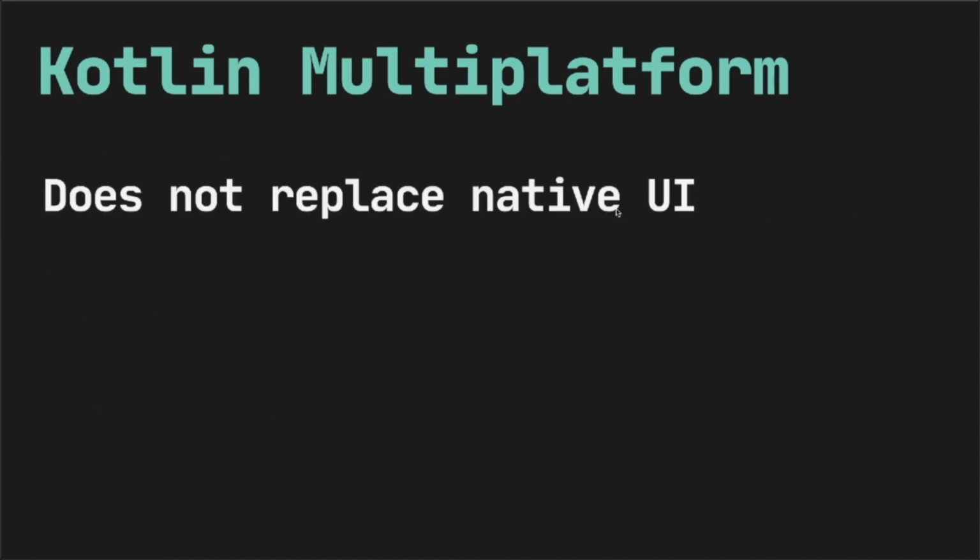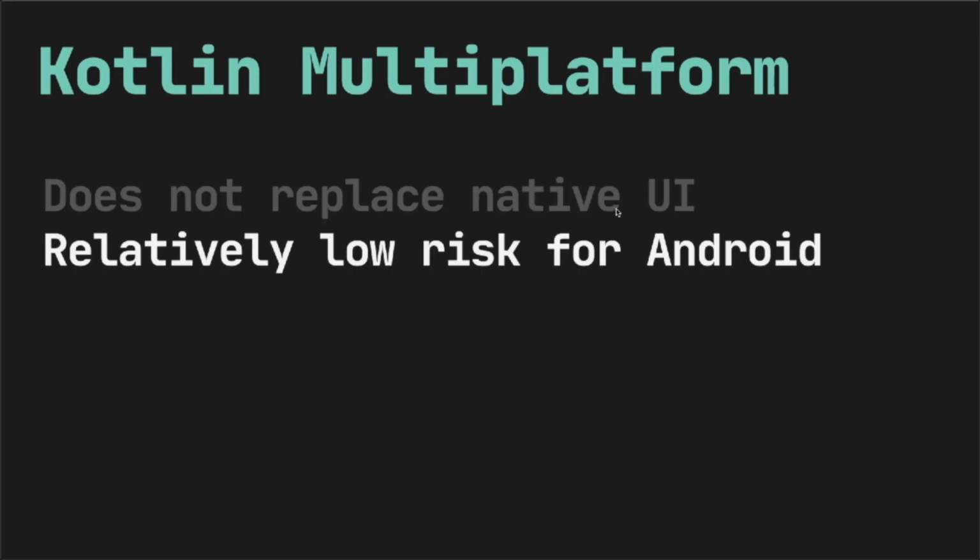Now, like I said, Kotlin Multiplatform does not replace native UI, so it's not a direct comparison to something like Flutter or React Native. But because of that, it's also relatively low risk, especially for Android, because you really are just creating this library module or this library framework. So if for some reason it didn't fit your needs, it's much easier to swap it out again for something else, as opposed to something like Flutter or React Native that's really an all-or-nothing solution in a lot of cases.